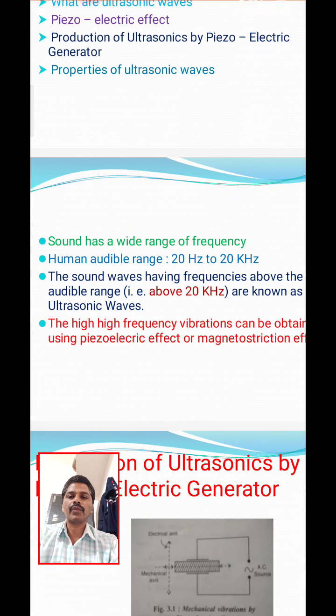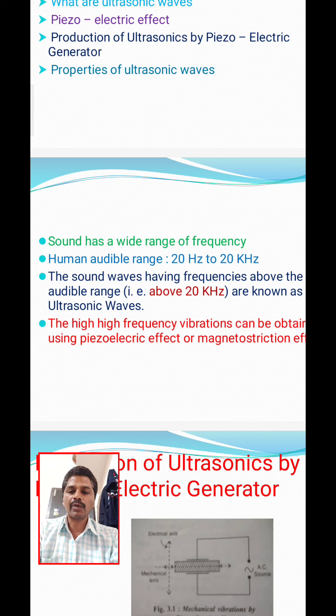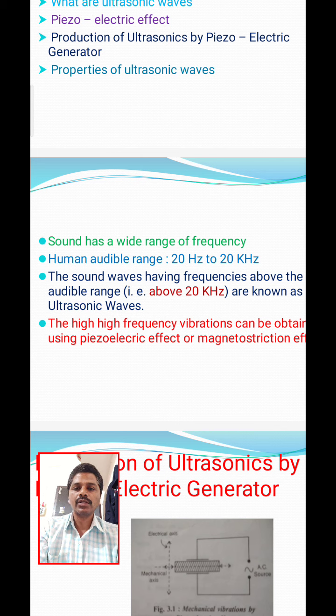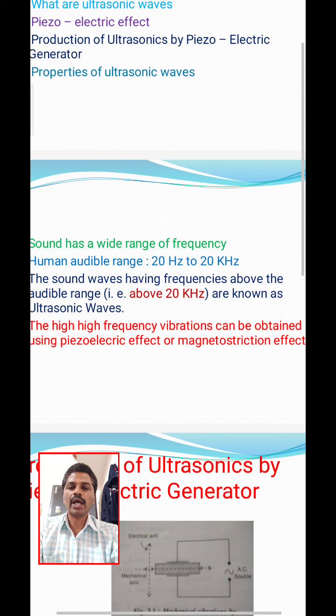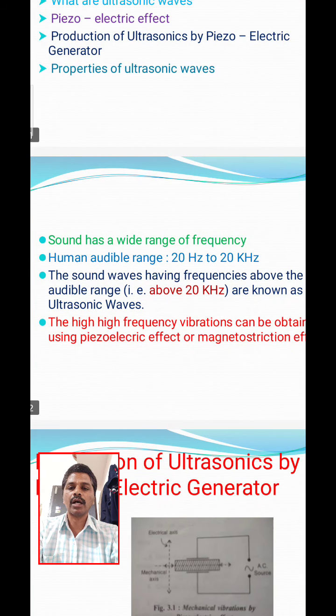All of you know about the sound. Sound is due to vibration of one or other kind of particles. Sound energy travels in the form of a longitudinal waves. Sound has a wide range of frequency, but the human ear can hear only a limited range between 20 Hz and 20 kHz. This is called human audible range. The sound waves having frequencies above this audible range, that is above 20 kHz, are known as ultrasonic waves.